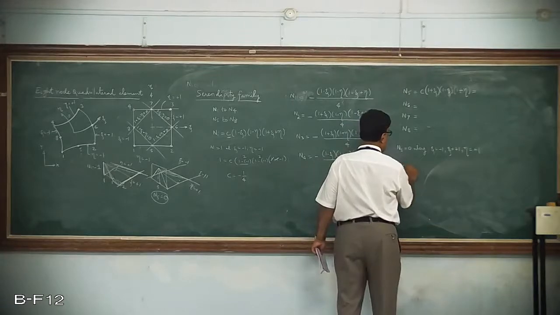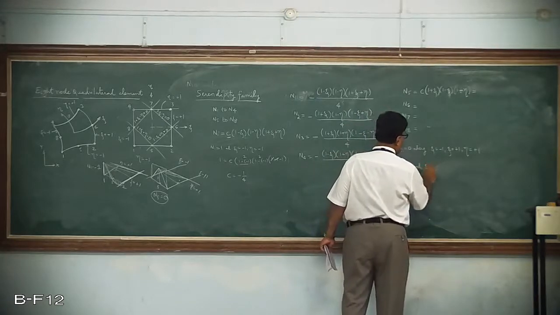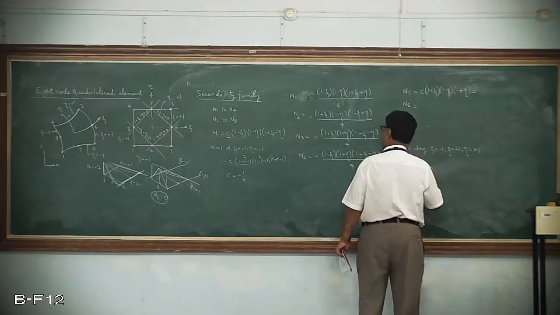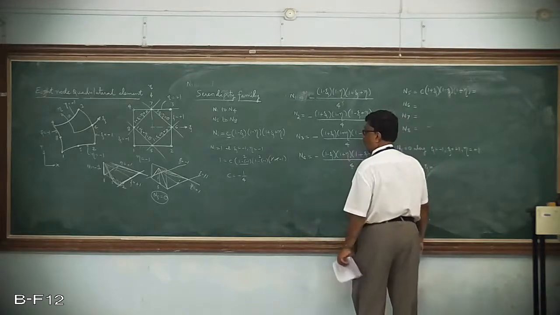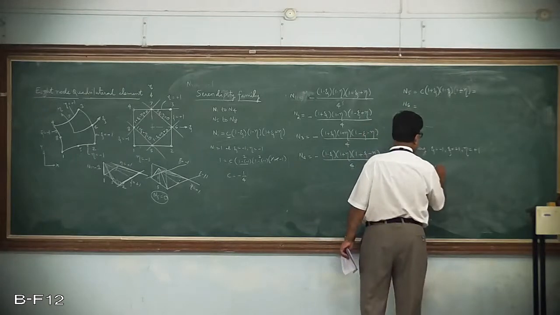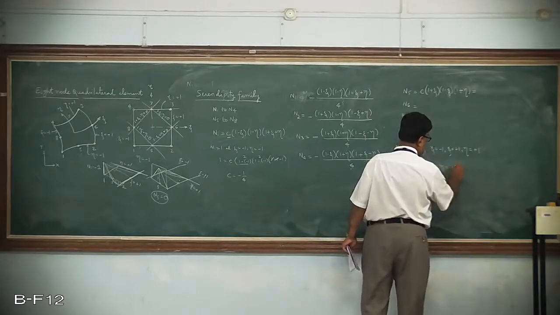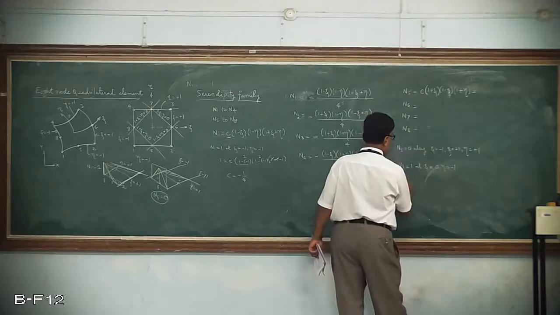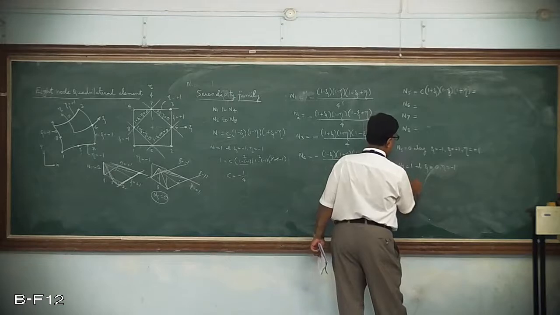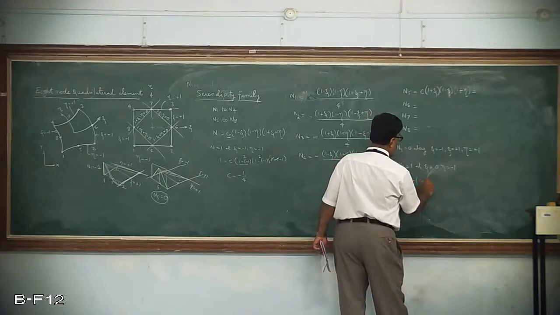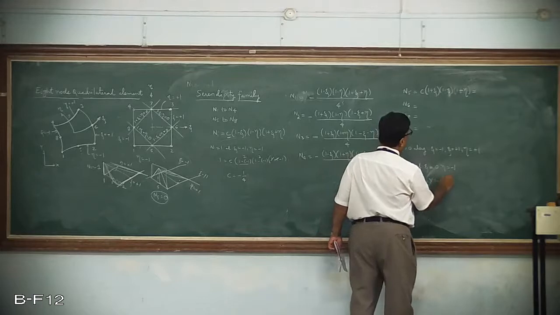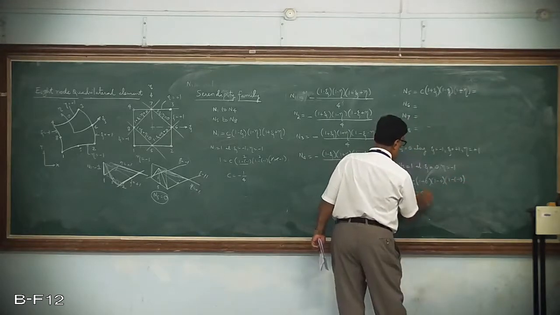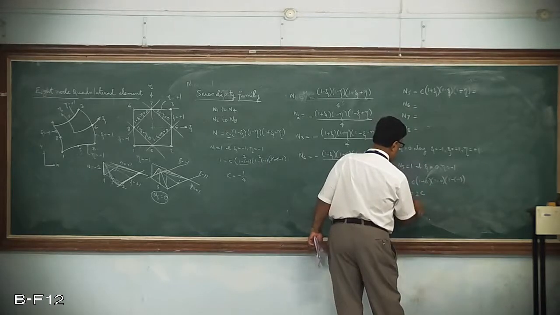n5 is 1 at zeta equal to what? What is the value of zeta? It is 0 and eta equal to minus 1. Correct? So therefore if I substitute in that, what will come? 1 equal to C into bracket 1 plus 0, 1 minus 0, 1 minus of minus 1, which is equal to 2C equal to 1. So therefore C is equal to half.